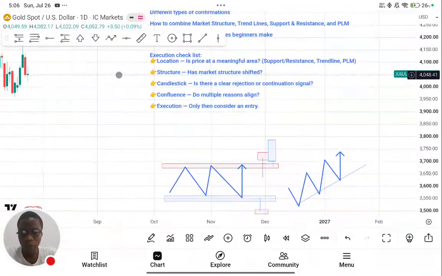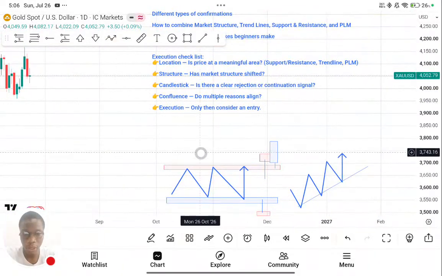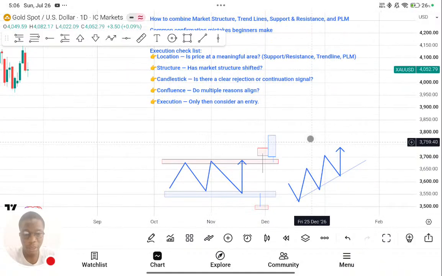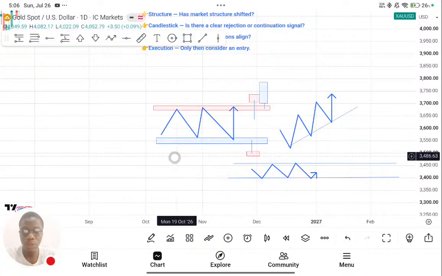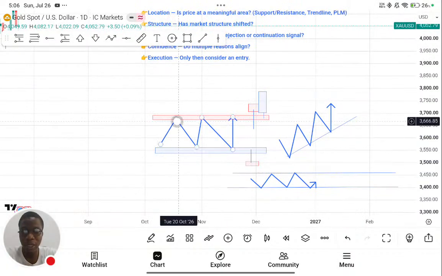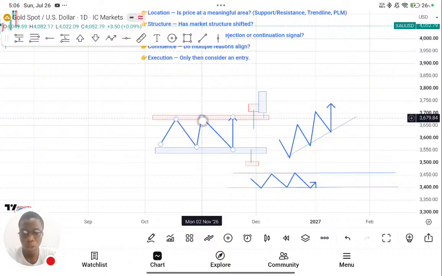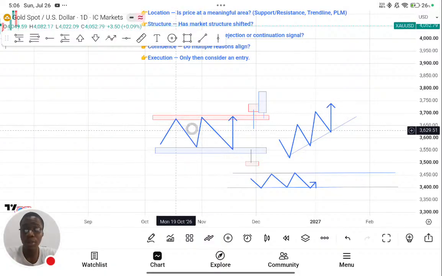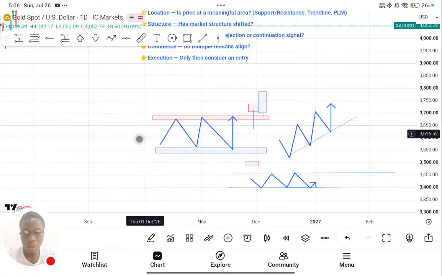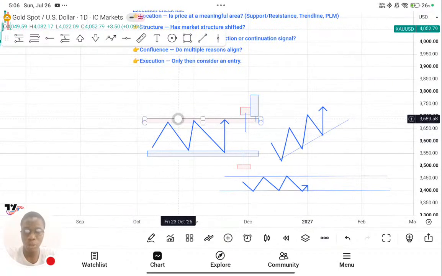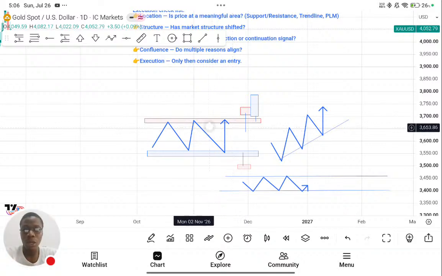What is a meaningful level, you might ask. Okay, so this is a resistance. This is a resistance. This is a support. A meaningful level is where price has reacted more than once, two times minimum. The more reaction the better, but I would like to give you a minimum of two times, right?